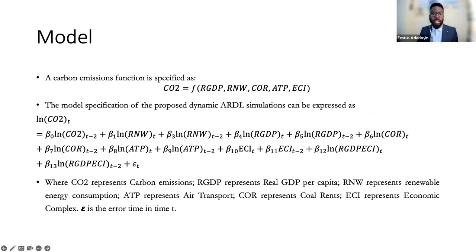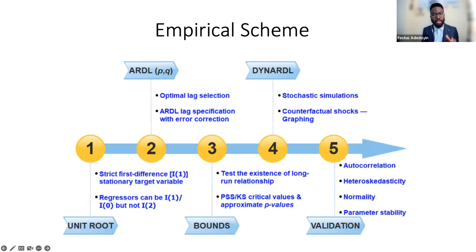But in terms of the model, we see that we capture all of the different lags, so time lags across the different cycles here. And we have a very clear estimation process of the empirical scheme. This is from the paper published in Data in Brief and in Modeling from one of the journals, which shows the empirical scheme very clearly.